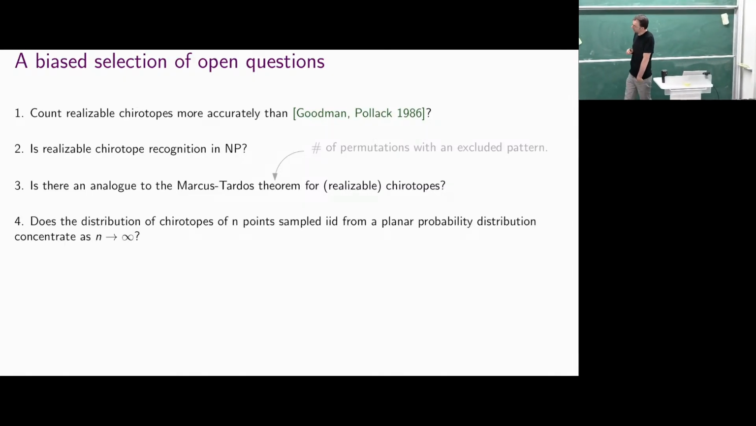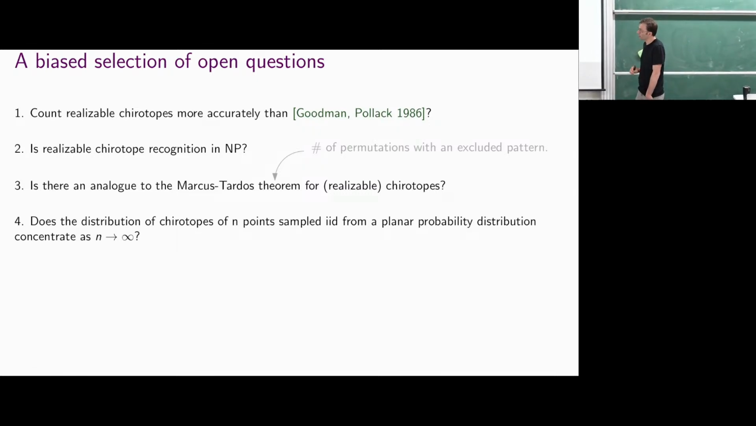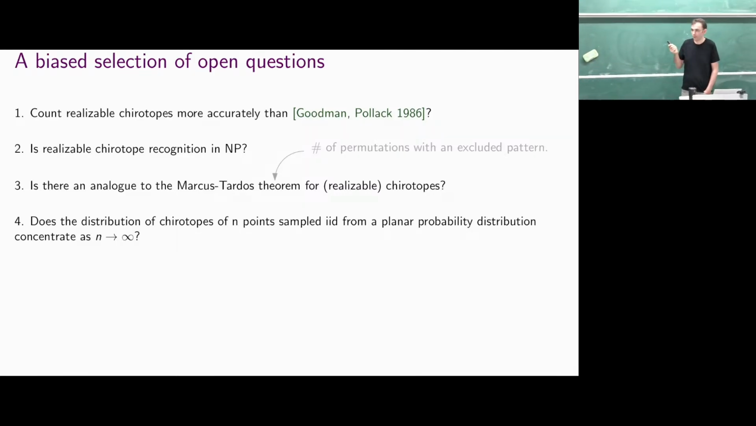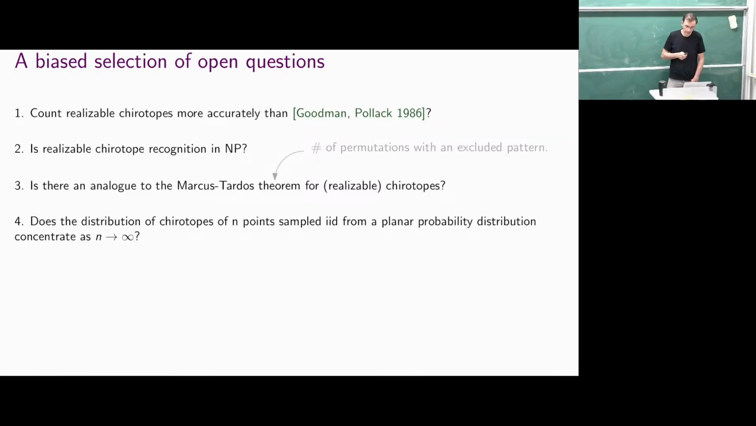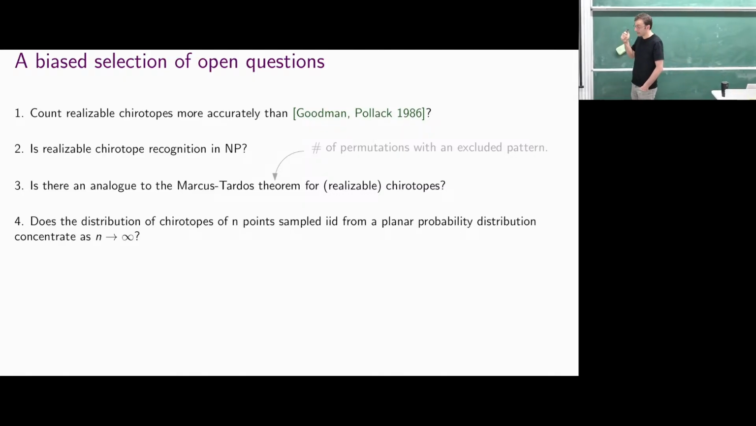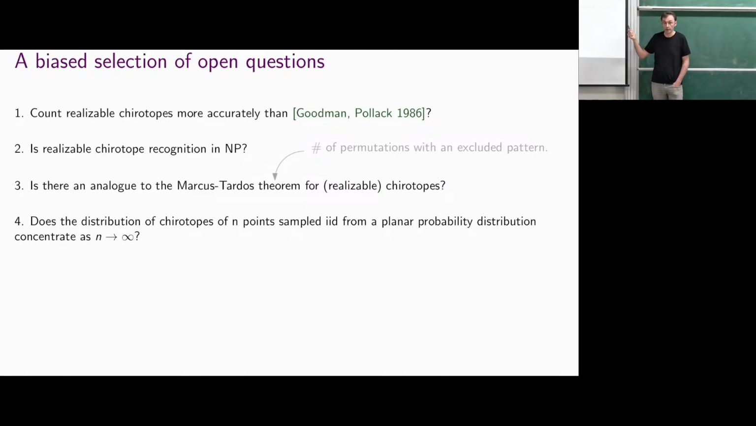We expect that if you fix any planar probability distribution and you sample points IID from that, that will always concentrate. We could prove it for a number of distributions, but we used heavily results from stochastic geometry. People in stochastic geometry proved very good estimates on the number of extreme points with concentration bounds. We could leverage this. We could actually determine exactly the average number of extreme points in a chirotope.